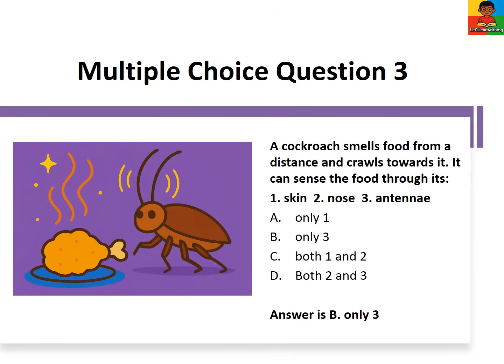Multiple choice question 3. A cockroach smells food from a distance and crawls towards it. It can sense the food through its 1. Skin, 2. Nose, 3. Antennae. Option A, only 1. Option B, only 3. Option C, both 1 and 2. Option D, both 2 and 3. The correct answer is Option B, only 3.